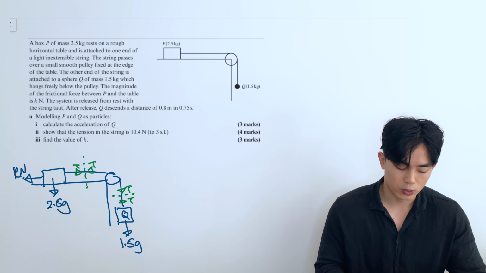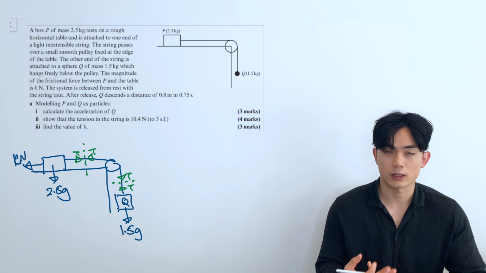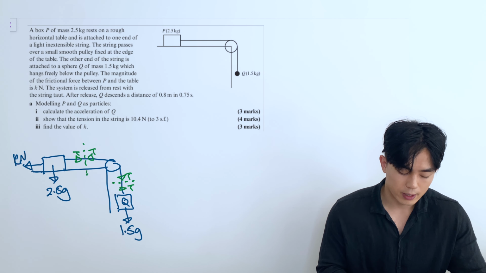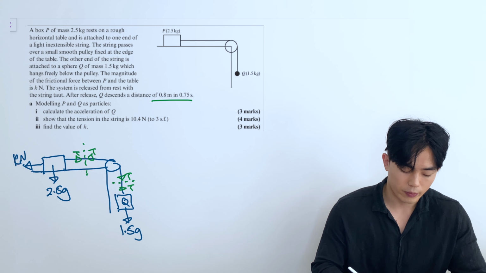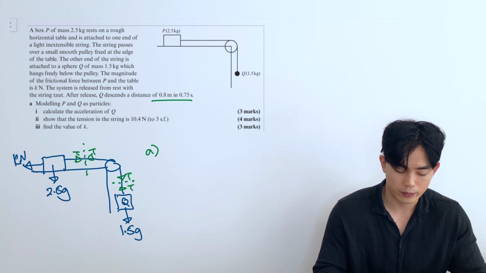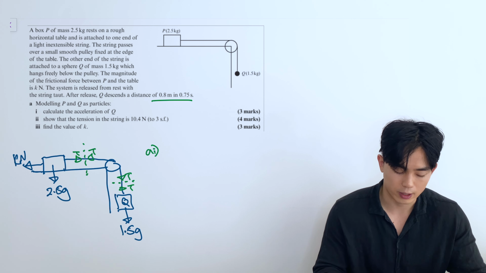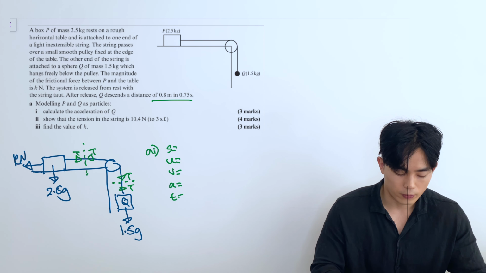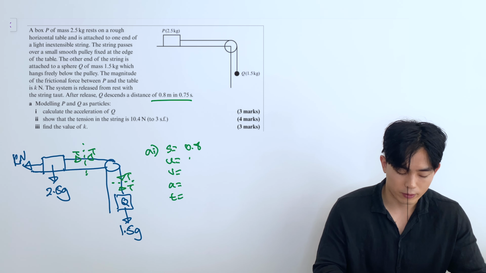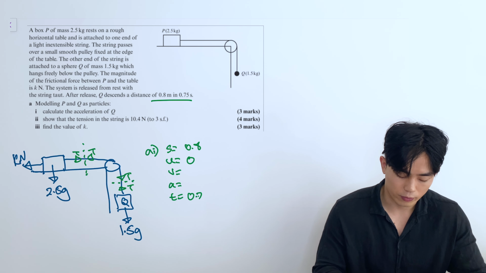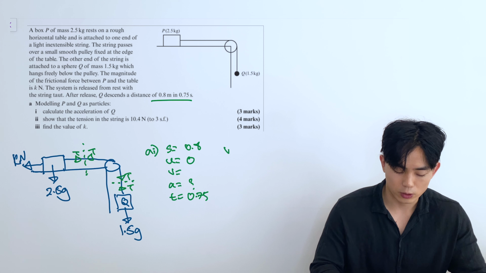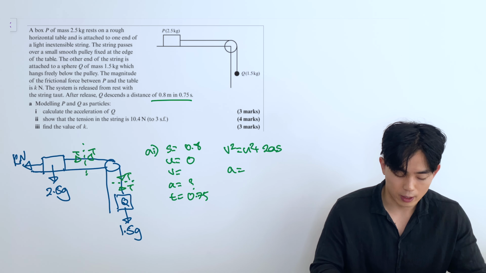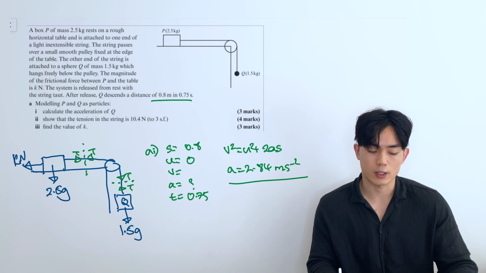Now we've done this, what we can do now is work out T and A. So they said it descends a distance of 0.8 meters in 0.75 seconds. So I can use SUVAT for this initial part here, part A, to calculate the acceleration. S, U, V, A, T. S is 0.8. Initially at rest, so U is 0, time is 0.75. We're trying to find A. I can use S equals UT plus half AT squared, and if I plug it in, you should get a value of A is 2.84 meters per second squared. So this initial part is just using SUVAT.